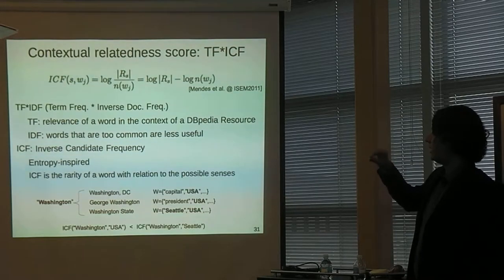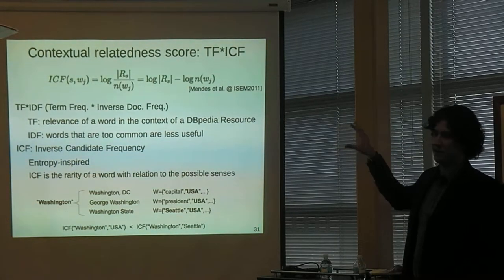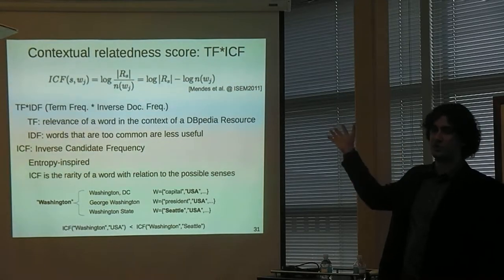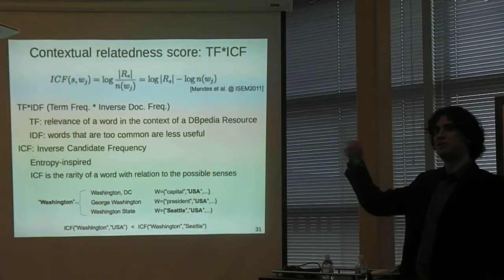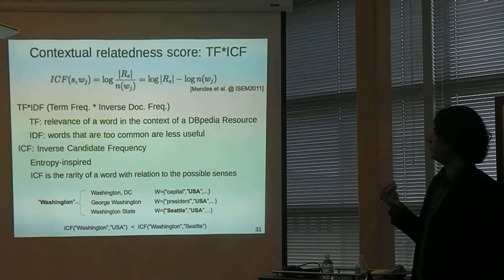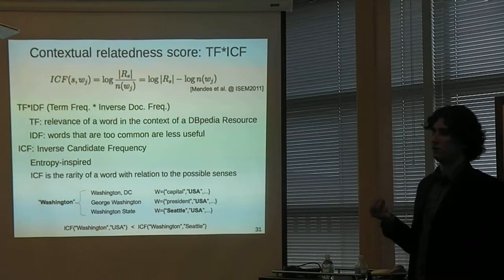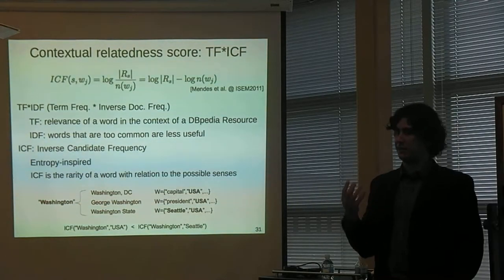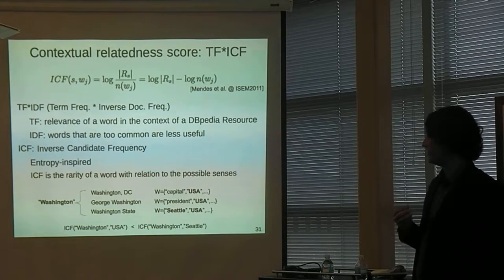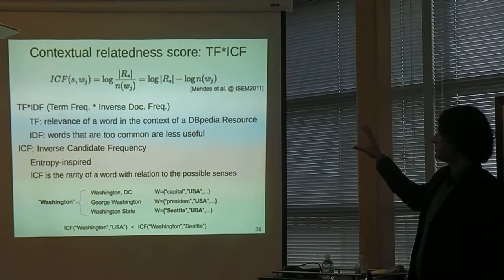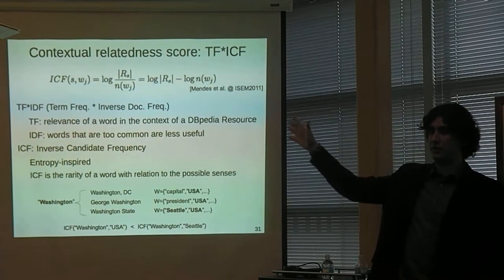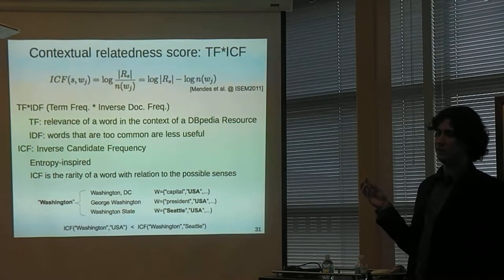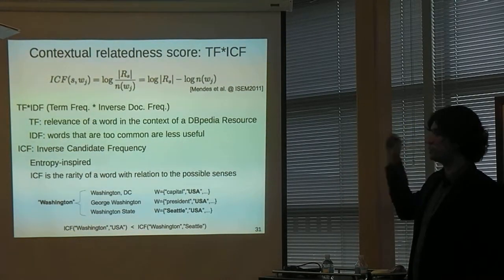In my case, I don't have documents, I have models of DBpedia resources in a vector space model. So TF is the relevance of each word for a given resource. Say for George Washington, for each word that appears next to George Washington, I have a score for that. The IDF will then measure how rare the words are. So the intuition is that words that are too common are not useful for disambiguation. For example, the, I, we, these are words that occur with all entities, and so they're not very useful. So the TF-IDF measures this rarity with regard to the entire Wikipedia. The ICF that we created then measures how discriminative each word is with regard to each one of the possible senses.